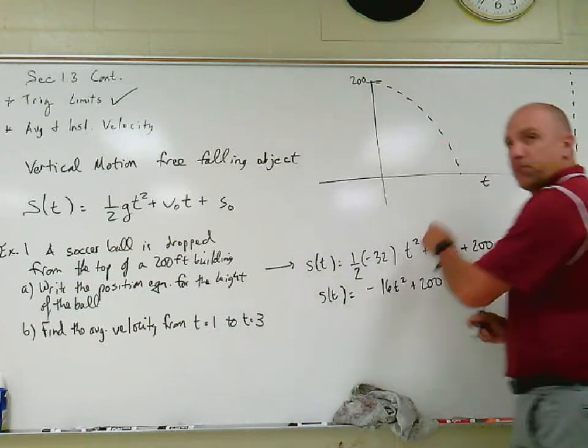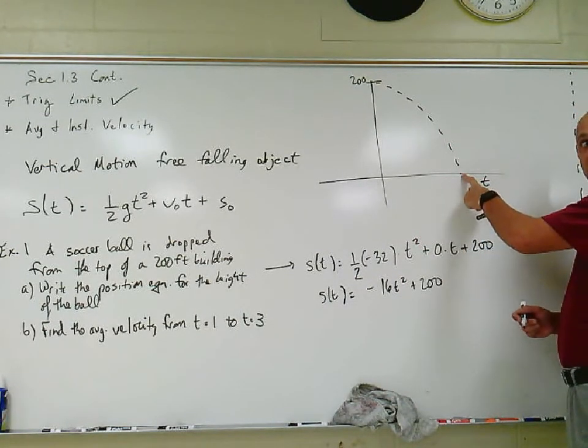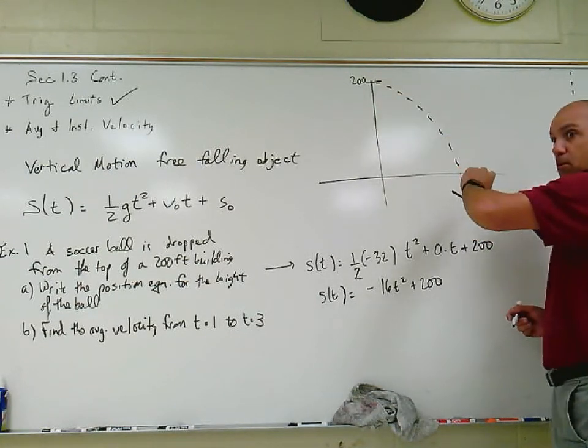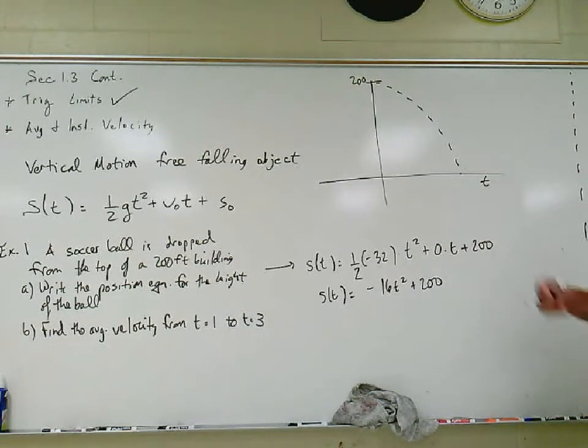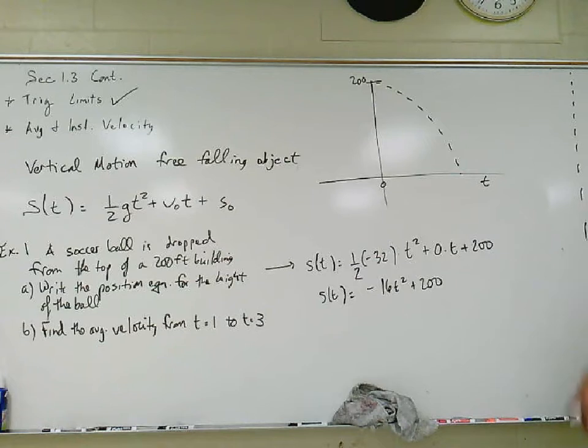What does this stand for right here? When it hits the ground. Height is 0. Height is 200. Then there's the height of the ball the whole way. So we don't know when it hits the ground, 0 to something, some seconds later.